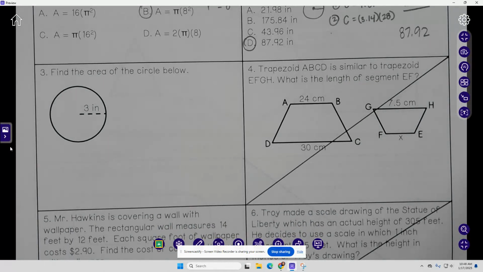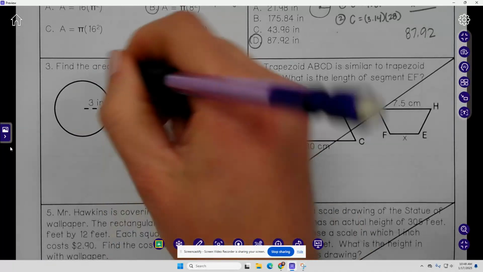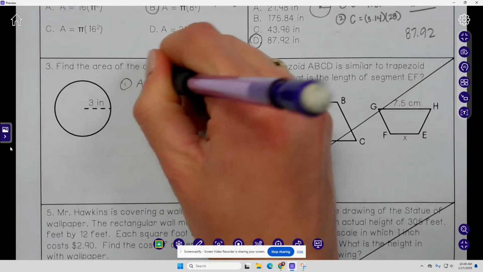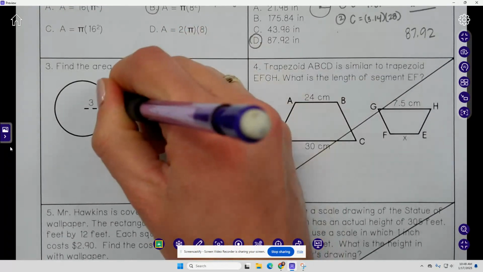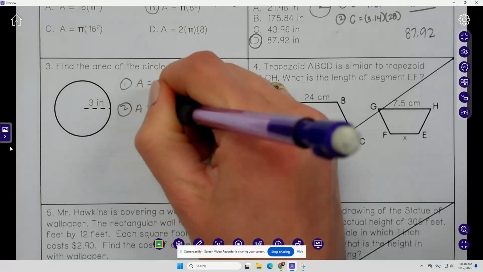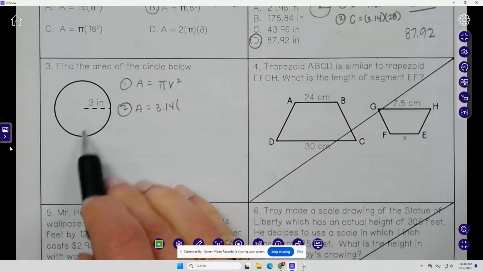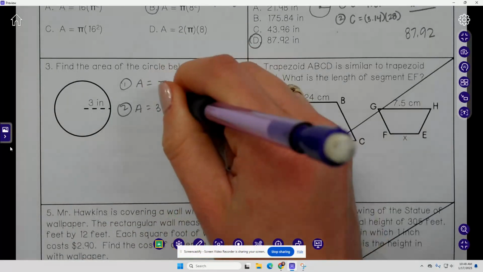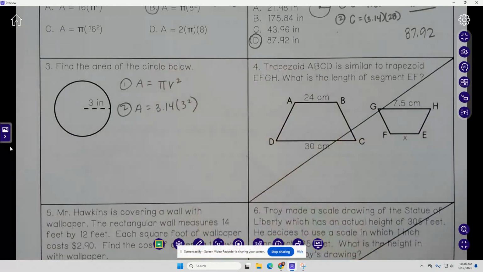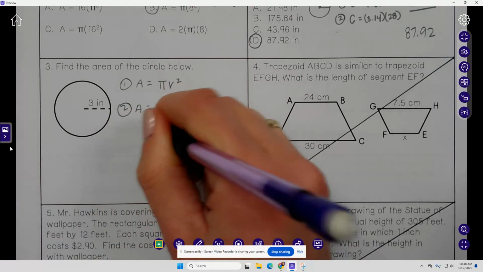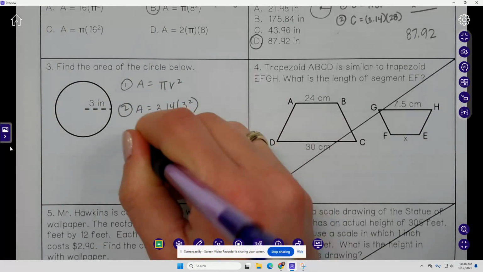Find the area of the circle below. So step number 1, area formula, area equals pi r squared. Step number 2, plug in my values. So area equals 3.14. I see that from the center to the outside is the radius, so the radius is 3. 3 squared equals 9. So I'm going to multiply 3.14 times 9.